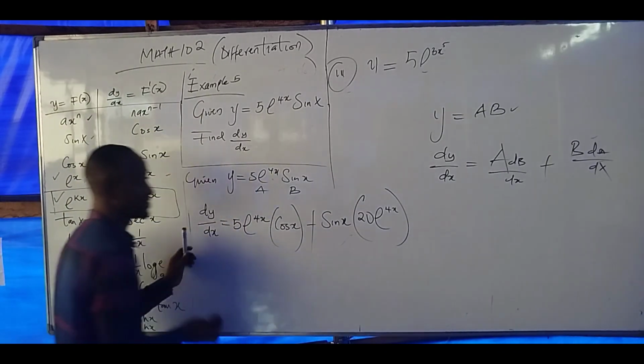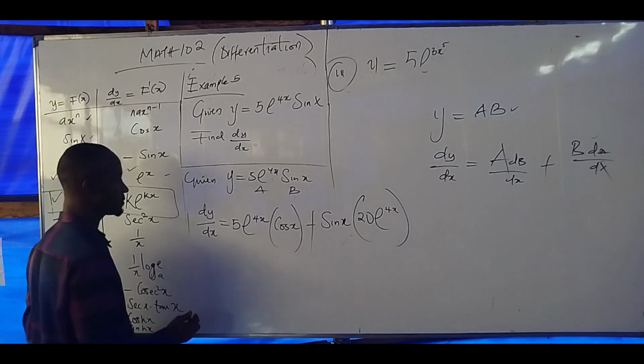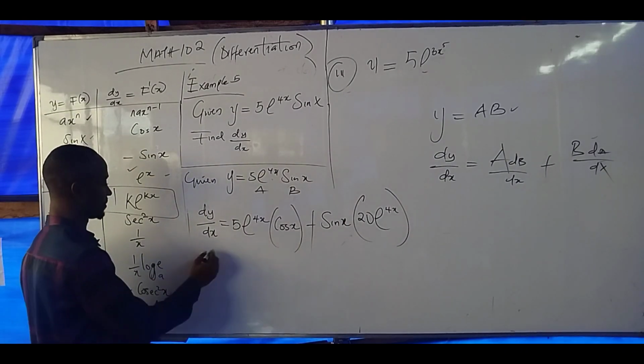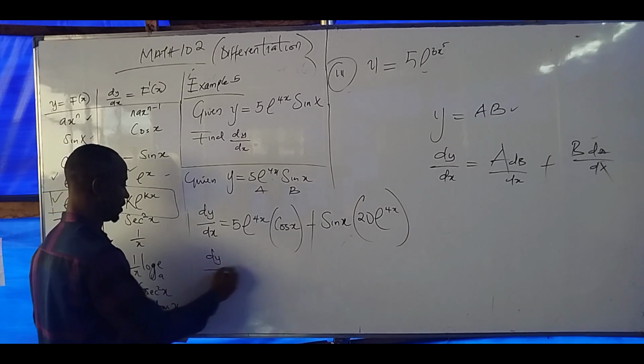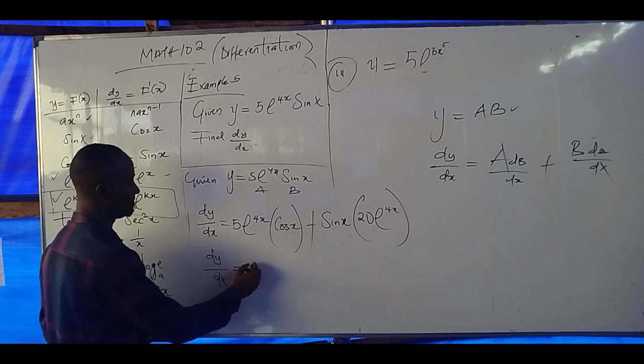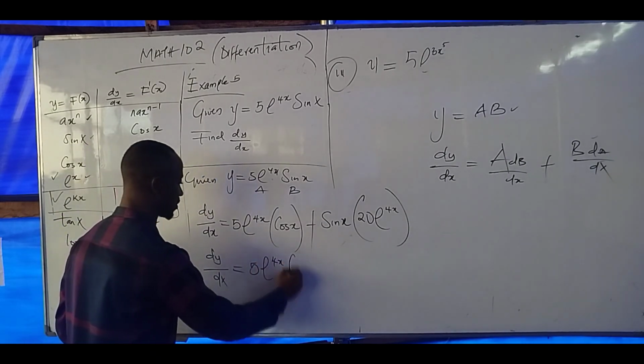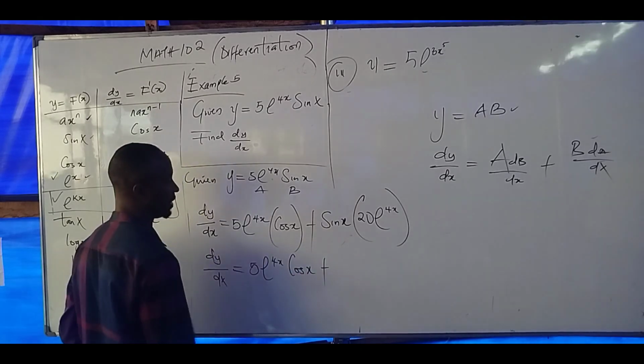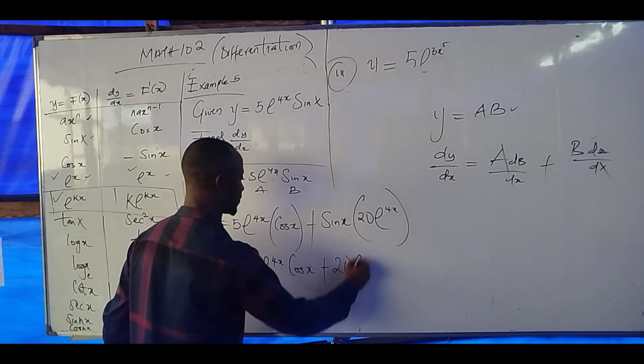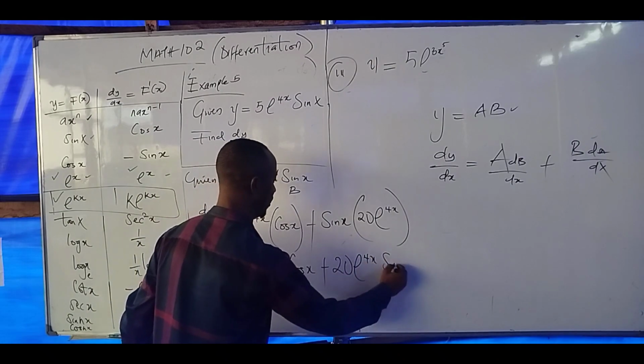Now that we have differentiated through, can we now multiply through? Let's go. dy/dx will give us 5 exponential 4x cos x plus 20 exponential 4x sine x.